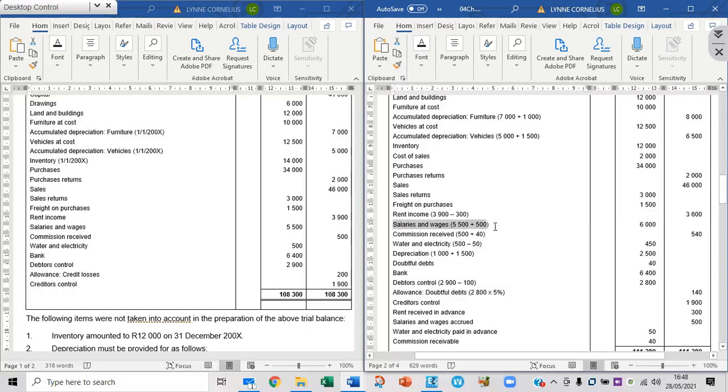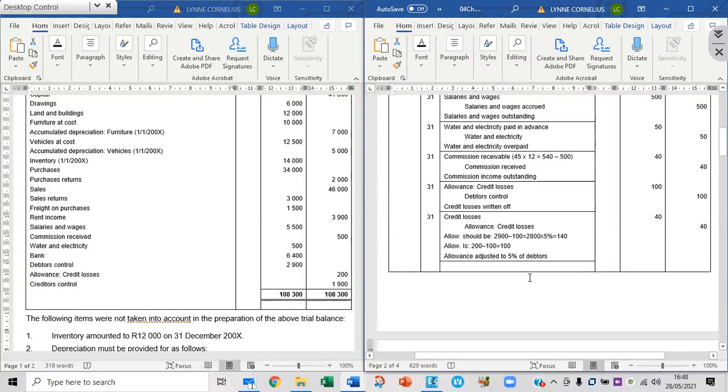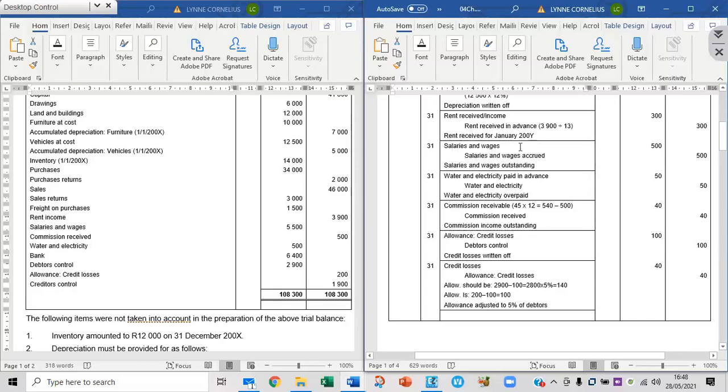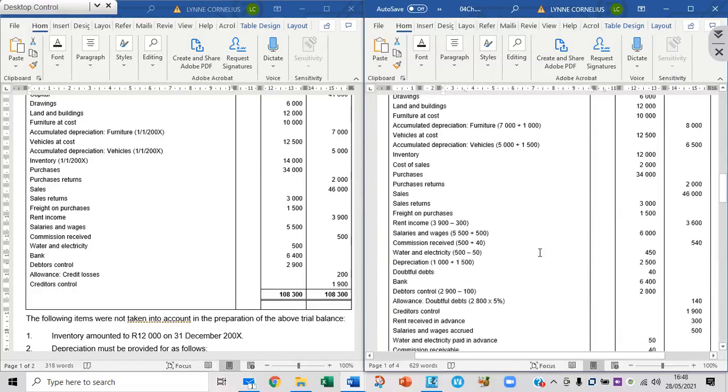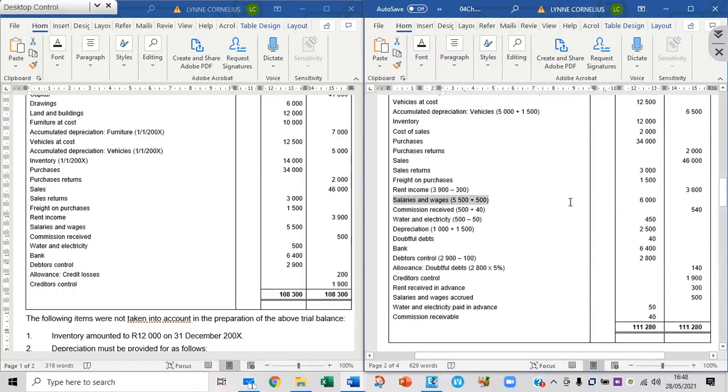In the next one, salaries and wages. Once again, you always start off with a pre-adjustment balance, but then you go and have a look at what happened in that adjustment journal entry. Here you can see we debited salaries and wages, so we increased the salaries and wages expense. So you add that 500 Rand to the pre-adjustment amount, and then you get your new balance of 6,000 Rand.